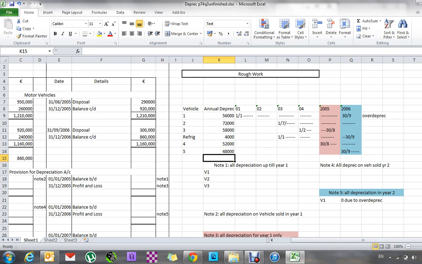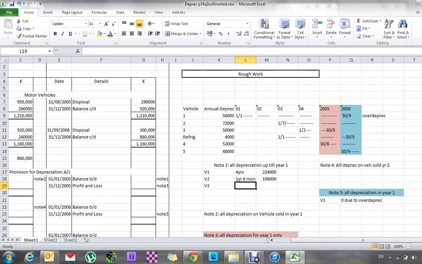So my depreciation up to year 1. I need to work out how many years I had each thing. Vehicle 1 I had for 4 years, so that's going to be 56,000 every year, multiplied by 4. The next one I had for 1.5 years, that is 1 year 6 months, so that's going to be 72 grand a year multiplied by 1.5.